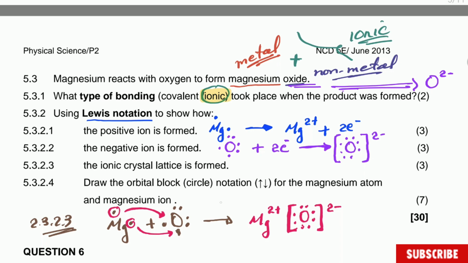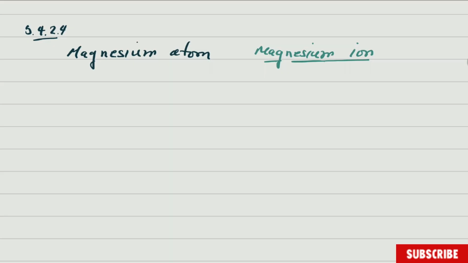Draw the orbital box circle notation for the magnesium atom and magnesium ion. So let's do that one real fast. Okay, so we are going to have here the magnesium atom, and on the right side the magnesium ion. Now what you need to know for this diagram is the total number of electrons for each of them, not just the valence electrons but the total number of electrons. So, number of electrons for the magnesium atom.